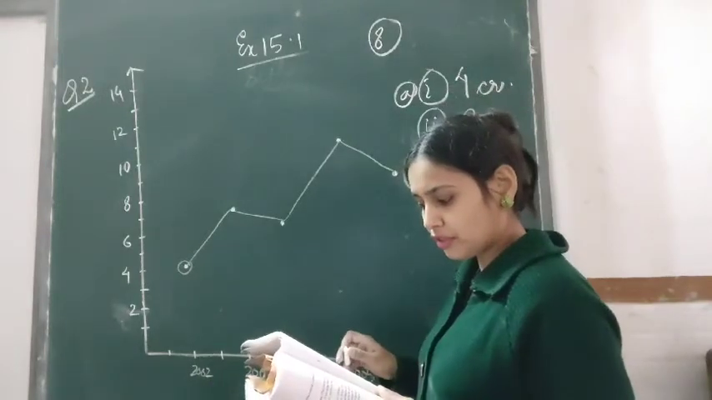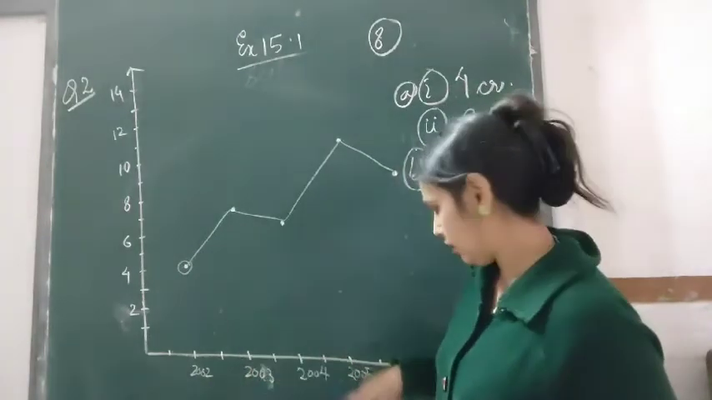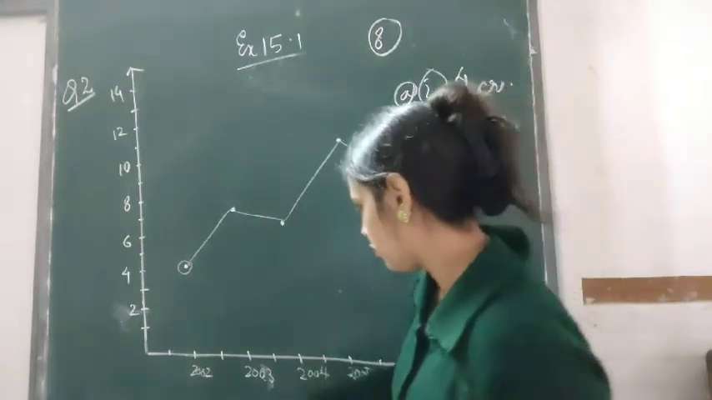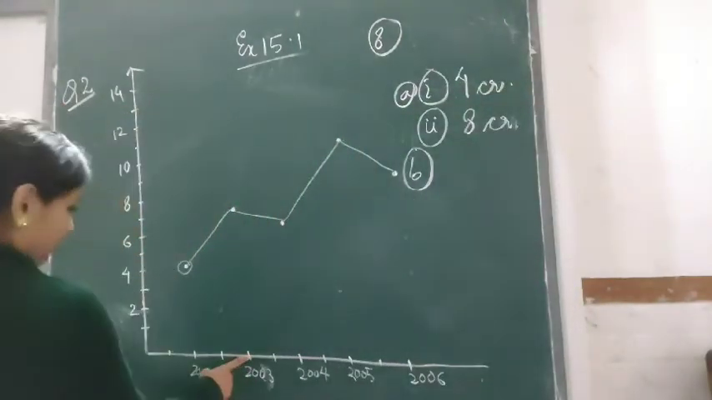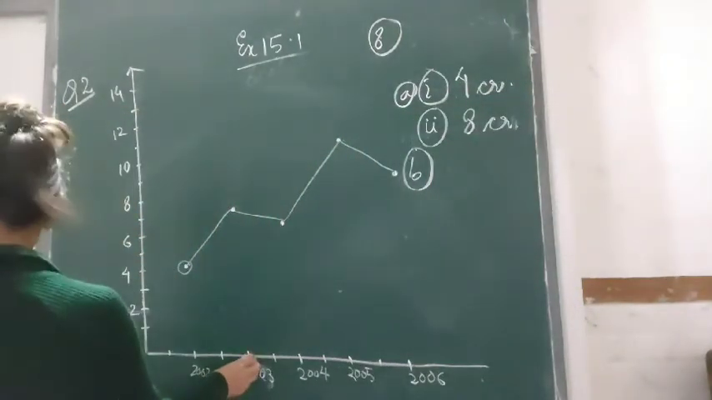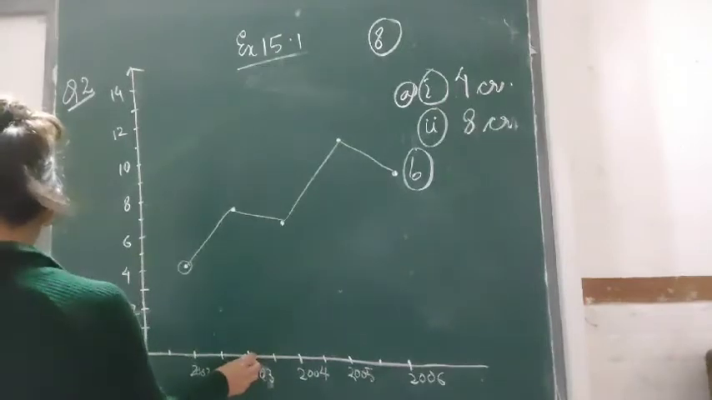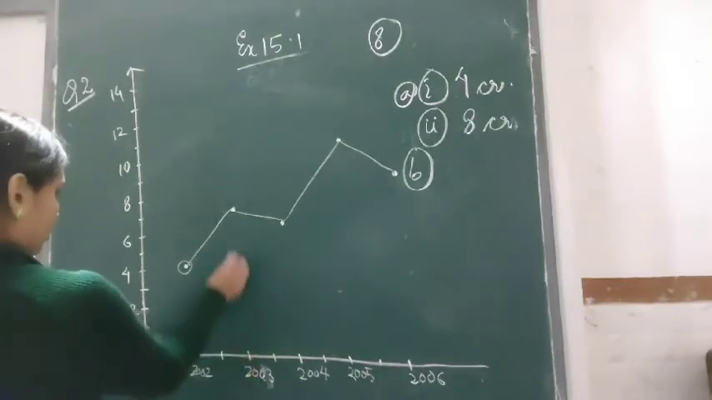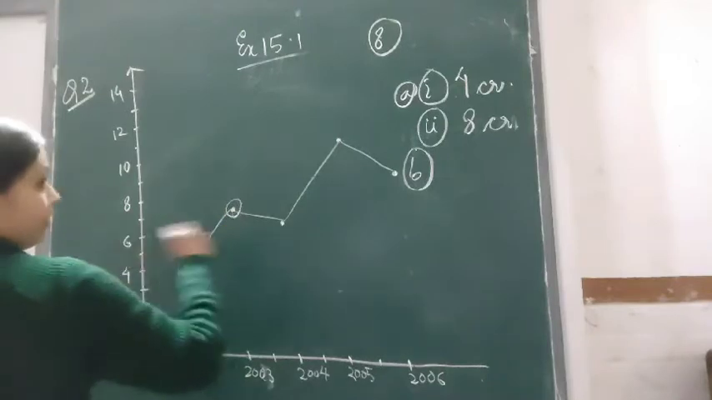Question number B. What were the sales in 2003? Where is 2003? This is 2003. What was the sale in 2003? Is it marked? Yes. Here, this is the only one. Here, 7 crores.